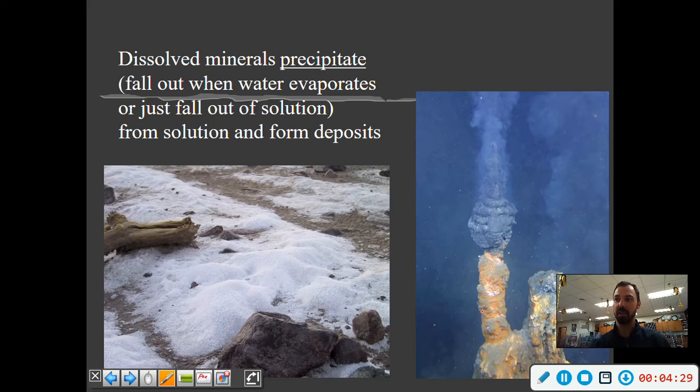Here's actually deep under the ocean. We found these. These are called black smokers. They're basically dissolved minerals that are coming out of the earth at very high temperatures into the water. And we notice that they also settle out onto the ocean floor all the time. So that's called precipitating when that happens.